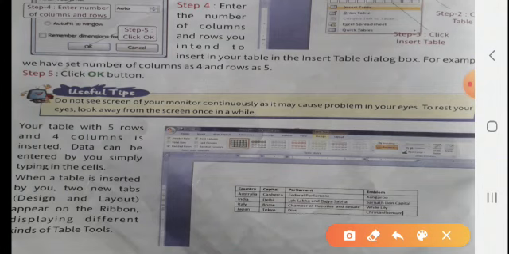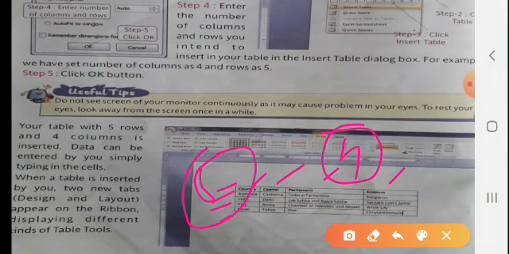Data can be inserted by simply typing in the cells. When a table is inserted, two new tabs, Design and Layout, appear on the ribbon displaying different kinds of table tools. As we have selected how many rows? 5 rows: 1, 2, 3, 4, 5. And how many columns? 1, 2, 3, 4. 4 columns. So here it is represented.